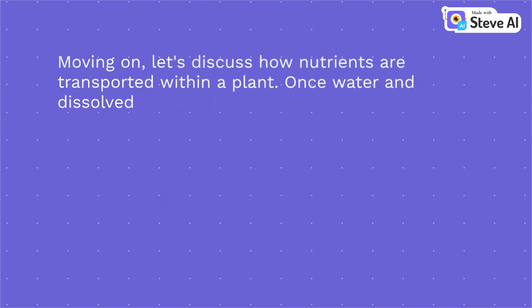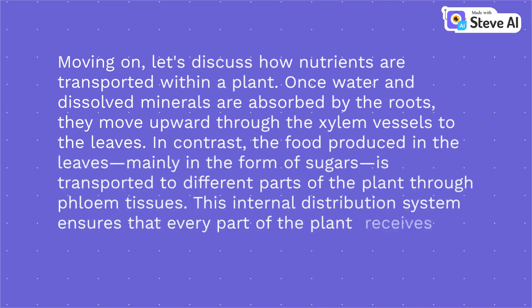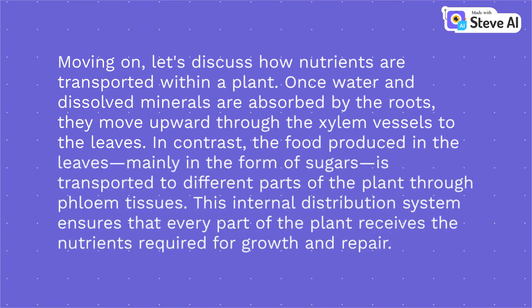Moving on, let's discuss how nutrients are transported within a plant. Once water and dissolved minerals are absorbed by the roots, they move upward through the xylem vessels to the leaves. In contrast, the food produced in the leaves, mainly in the form of sugars, is transported to different parts of the plant through phloem tissues. This internal distribution system ensures that every part of the plant receives the nutrients required for growth and repair.